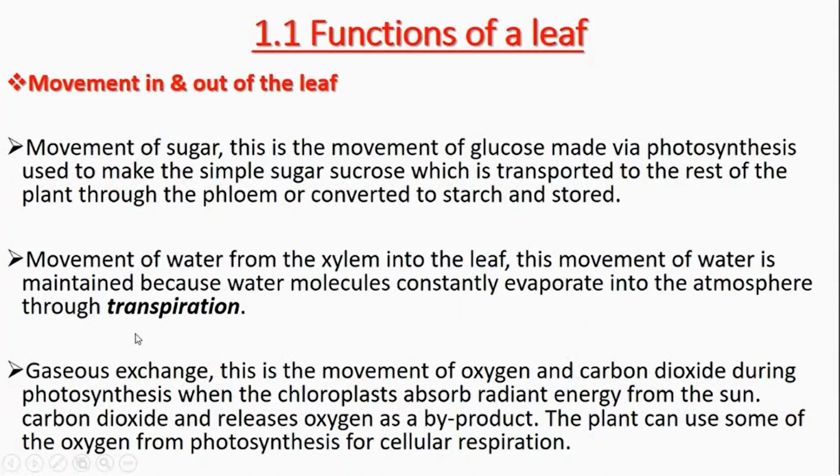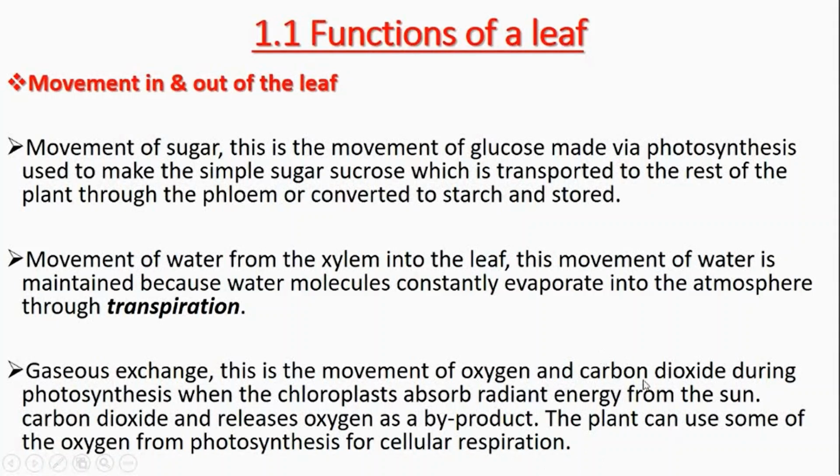And the third thing that is moving in and out of the leaf is gaseous exchange. During gaseous exchange, we are talking about oxygen and carbon dioxide. This is the movement of oxygen and carbon dioxide during photosynthesis, when the chloroplast absorbs radiant energy from the sun. It also absorbs carbon dioxide and releases oxygen as a byproduct. The plant can use some of this oxygen from photosynthesis for cellular respiration.